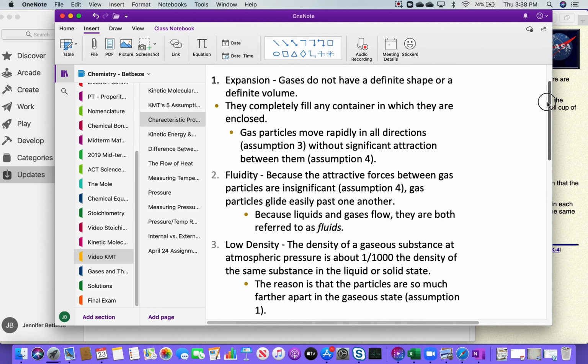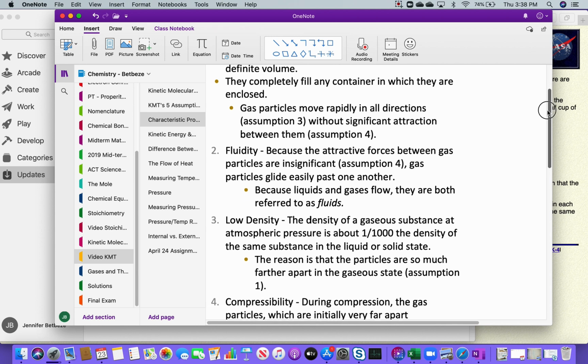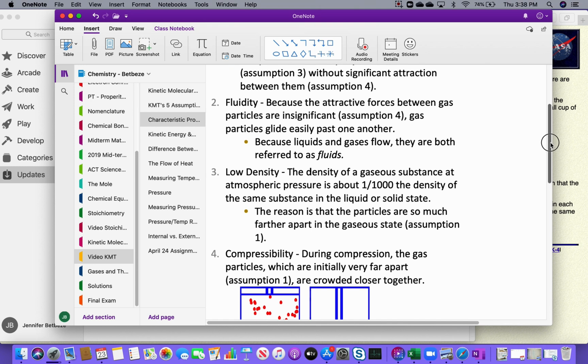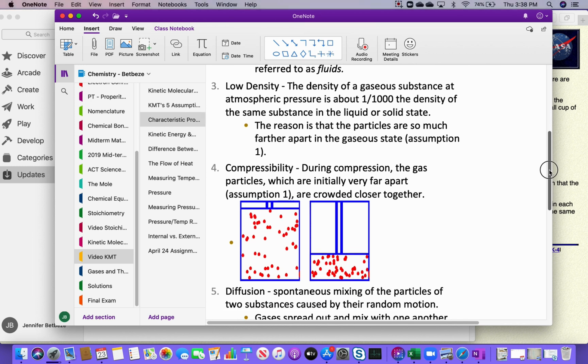Fluidity. So gases are actually considered to be a fluid. Just like liquids are considered a fluid, gases are considered a fluid as well. Because the attractive forces between gas particles are insignificant, gas particles glide easily past one another. And because of this flow of these gas particles, that's why we consider gases to be a fluid.